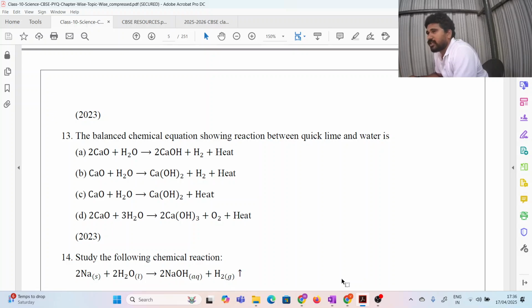Yes or no? Only one product should be formed. What is that product? Ca(OH)2. Clear for everybody? Yes or no? Now, next question.